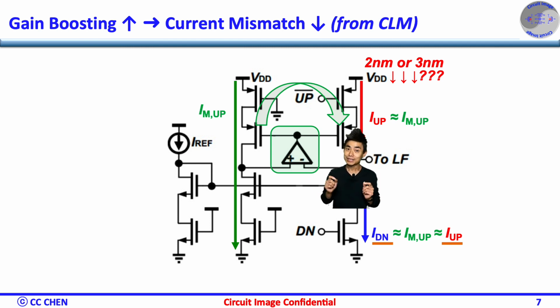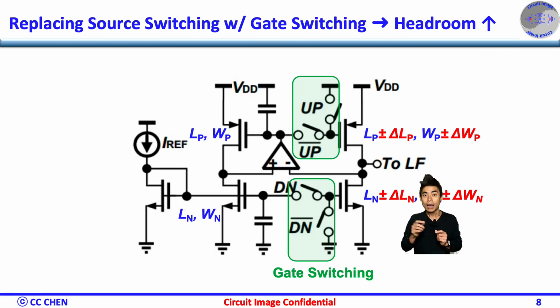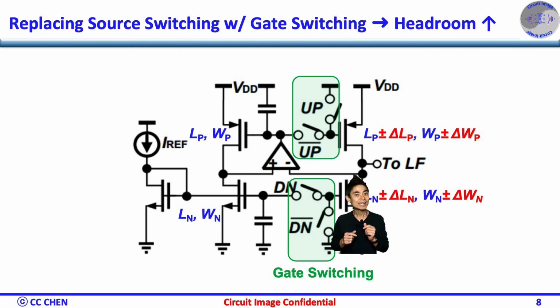Again, if we keep reducing the supply voltage in the advanced technology down to 3 or 2 nanometer, what can we do? Think about the switching images for 5 seconds. Bingo! We can remove the source switch at PMOS and NMOS for the up and down respectively. Then all the headroom is reserved for the current source only. How do we control the up and down current? Yes, just apply the gate switching to pass the meter voltage or ground.